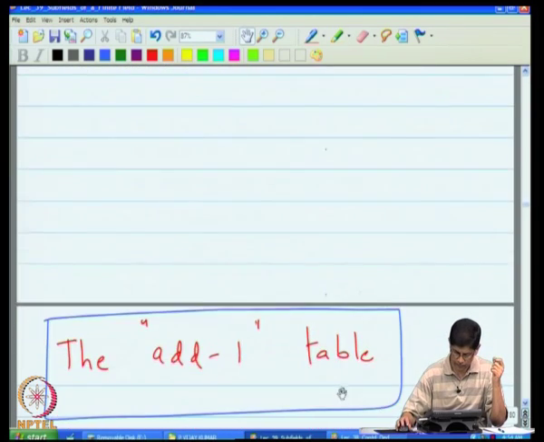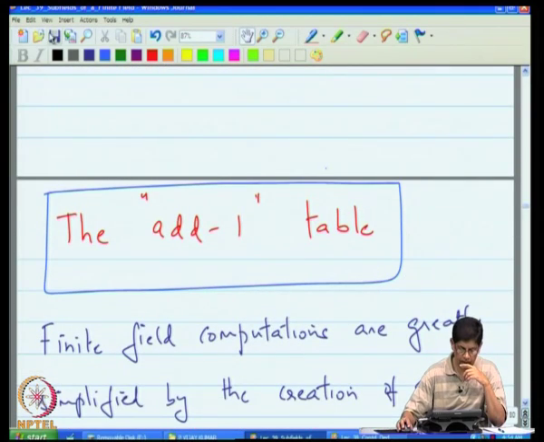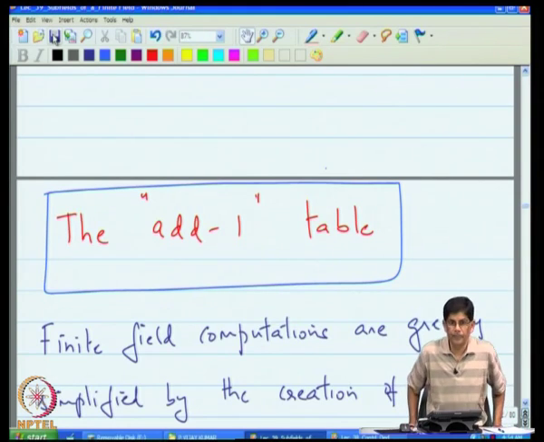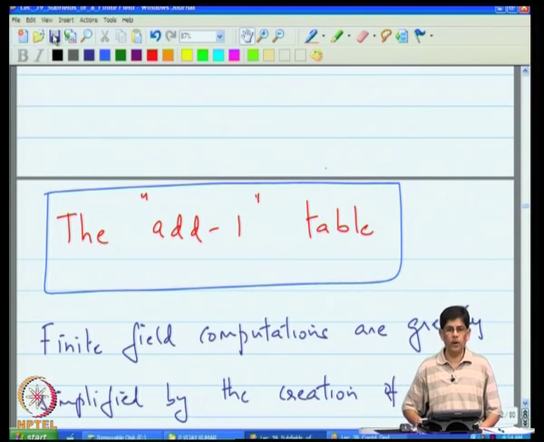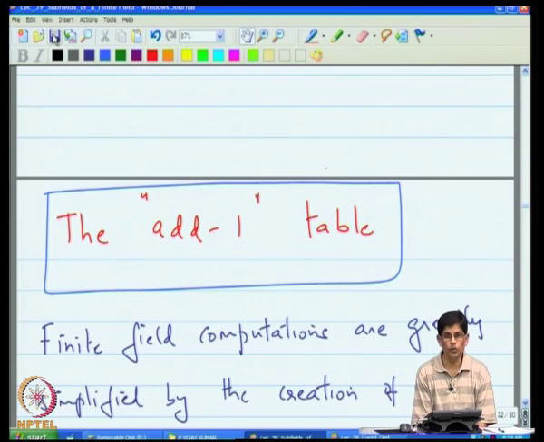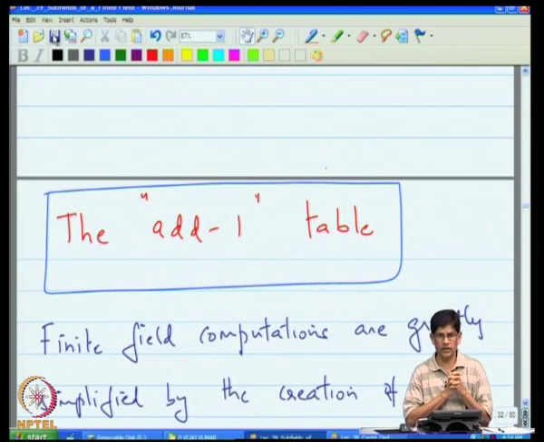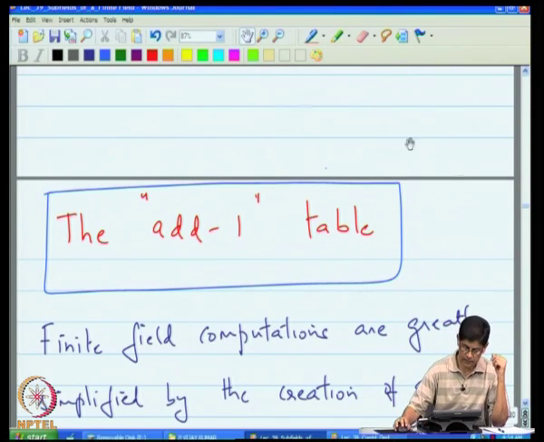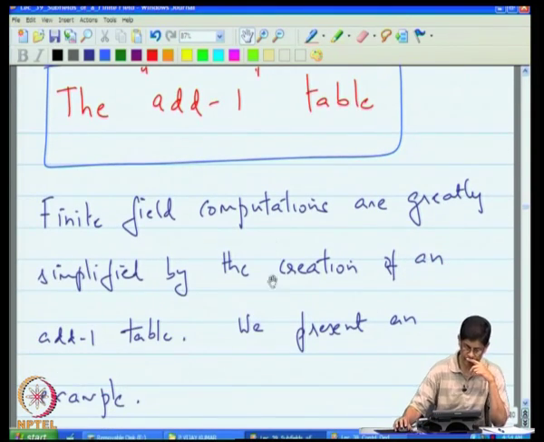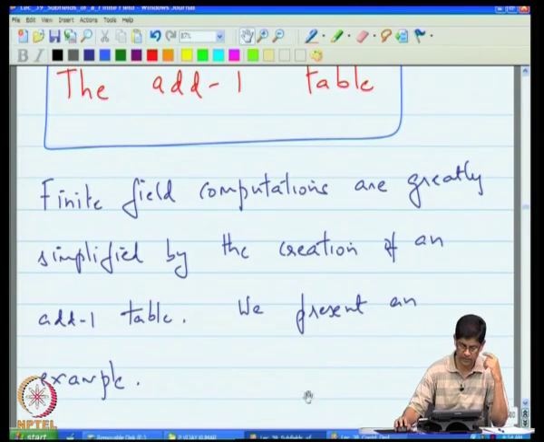Now on a more computational topic, I am going to introduce something that is called the add-1 table. It is also sometimes called the Zech logarithm, but that sounds too complicated a name for what it is. And as it turns out, the origins of the term Zech log are not really clear. So we will just stick to the simpler terminology, add-1 table. So what this is all about is the following.